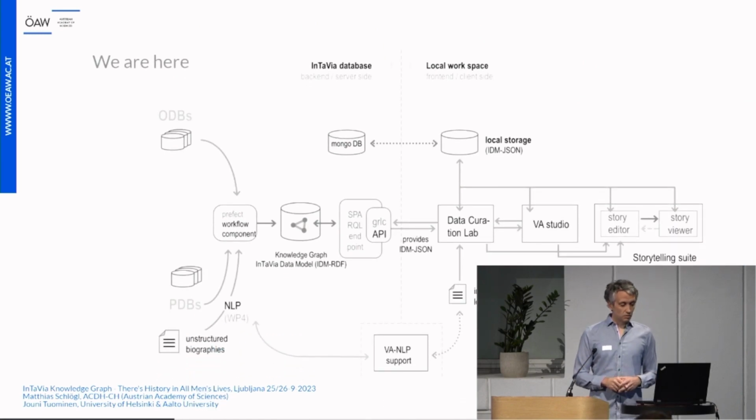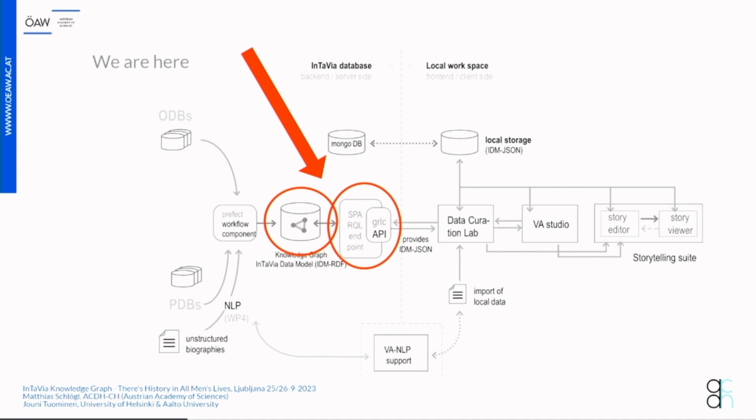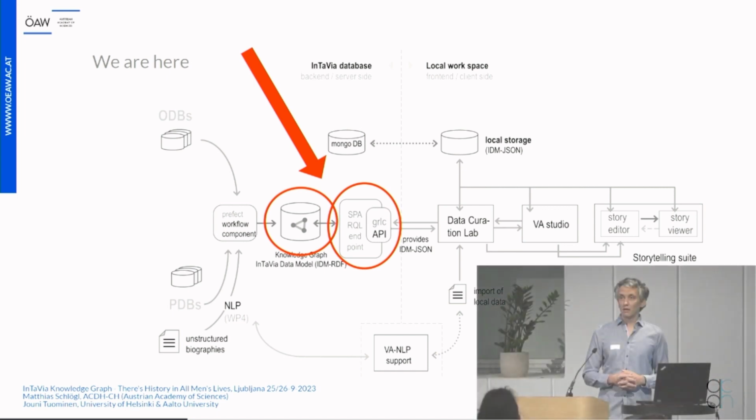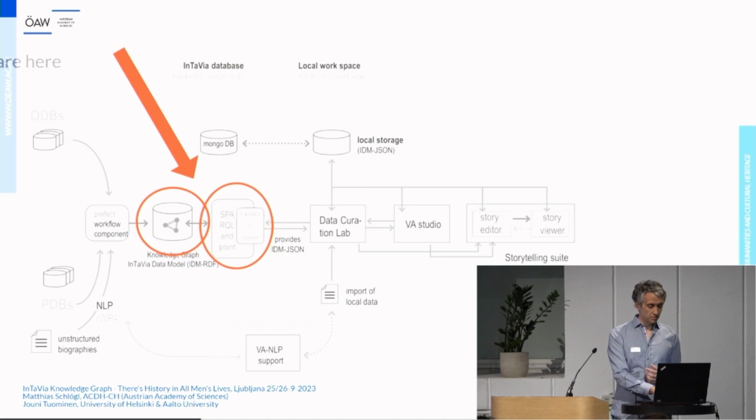So for the backend side, or for the system itself, we see on the left side again the object databases and the prosopographical databases that are used, serialized using Prefect workflows into the knowledge graph. So those are the 2 things that we are going to present today. We first had a Garlic API endpoint, a system that colleagues from the Netherlands originally developed, but we switched that for a custom component, as I said before, built on top of FastAPI. And then consuming that is the data curation lab, the VA Studio, and all the visual components that are going to be presented in later presentations.